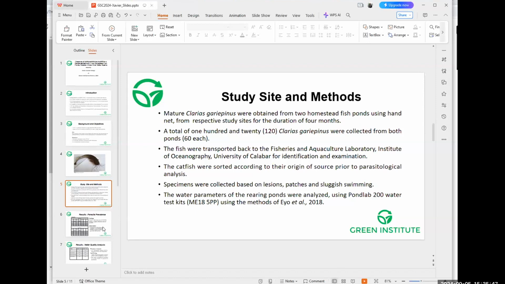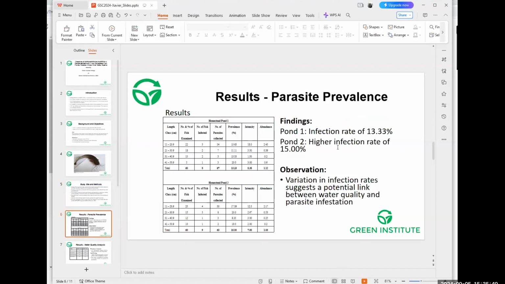2018. Now, the results or findings of the present study indicate that from homestead Pond 1 and 2, it could be seen that Pond 1 infection rate was 13.13% and Pond 2 was higher with an infection rate of 15% respectively. The observations show that there was a variation in infection rates, which suggests a potential link between the water quality and the parasite infestation.